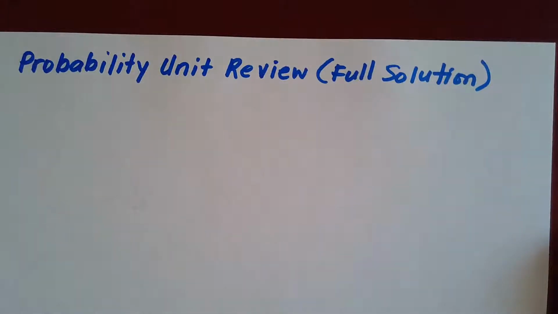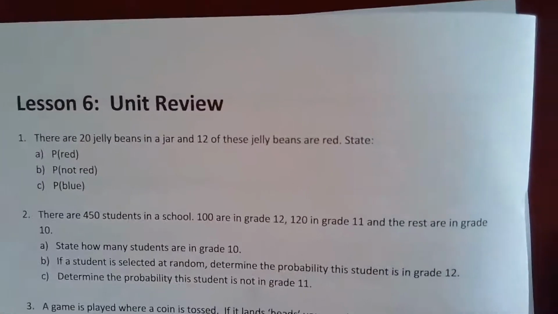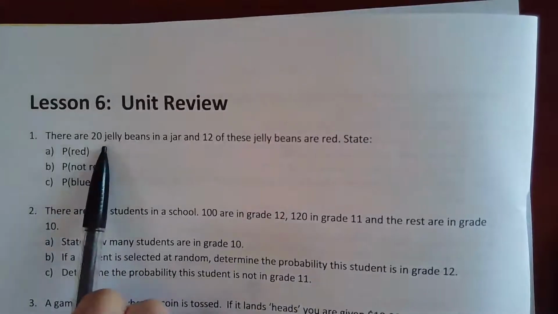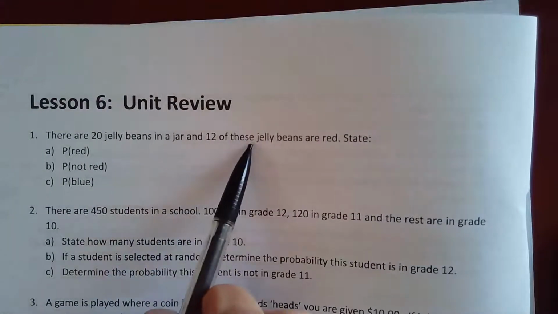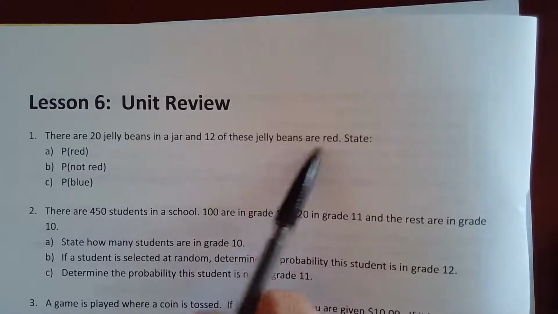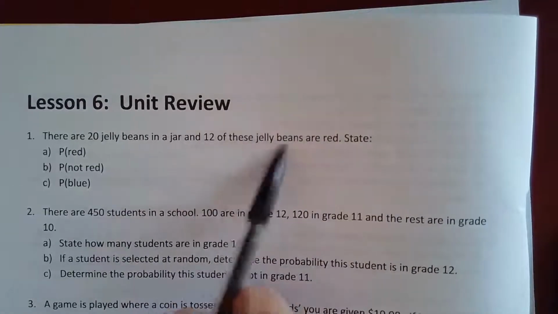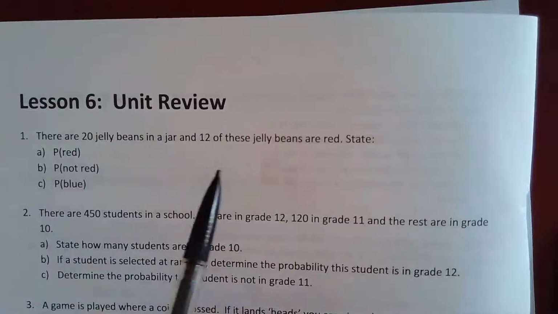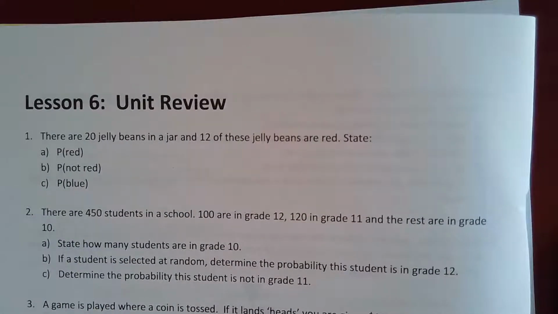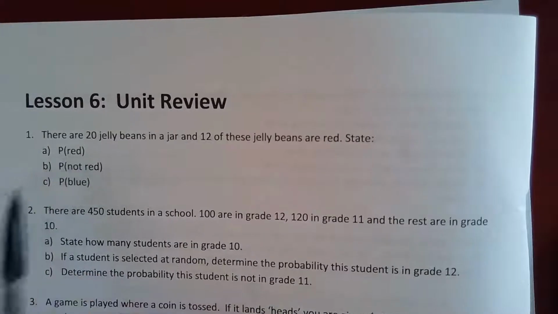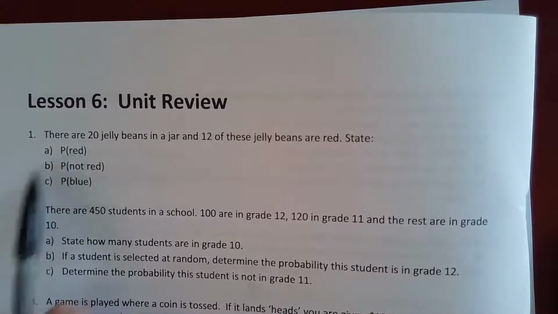That's found on pages 24 to 25. So let's just read some of the questions first before we jump into the full solution. The very first one says there are 20 jelly beans in a jar and 12 of these jelly beans are red. State the P(red). So it means, what is the probability or the chance that it's red?